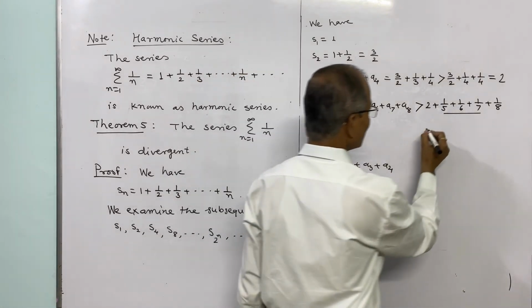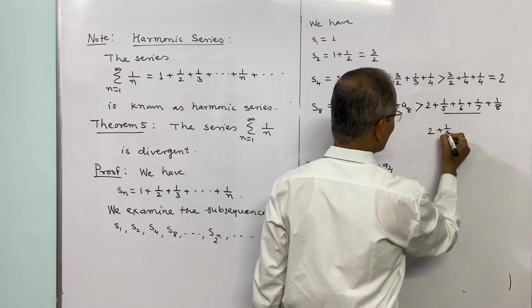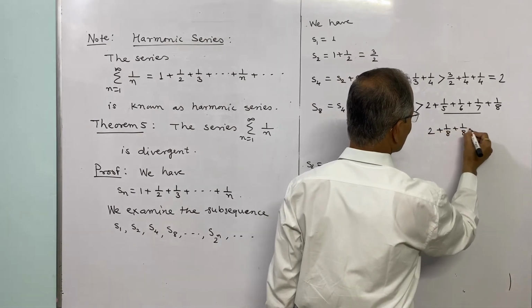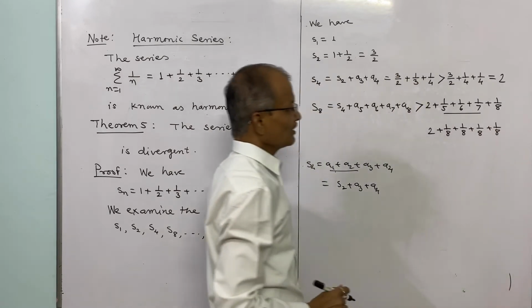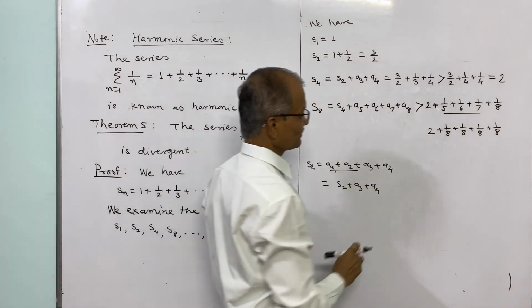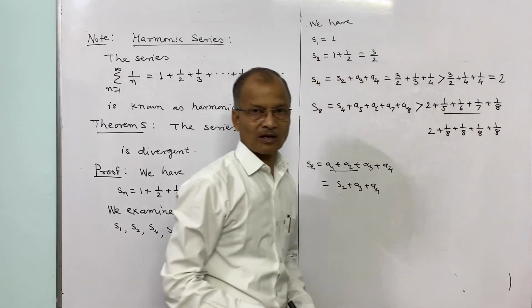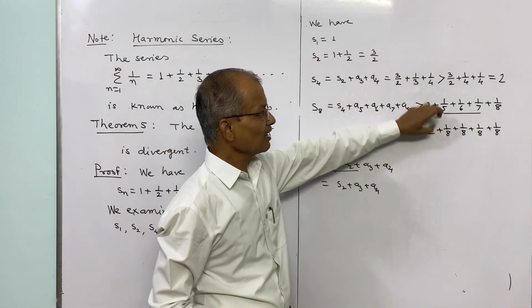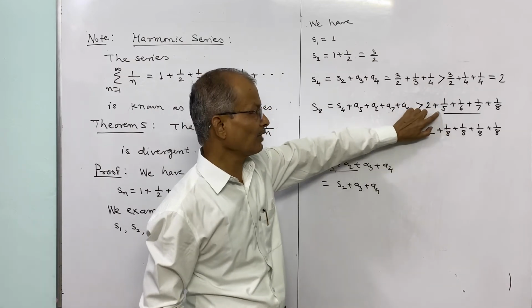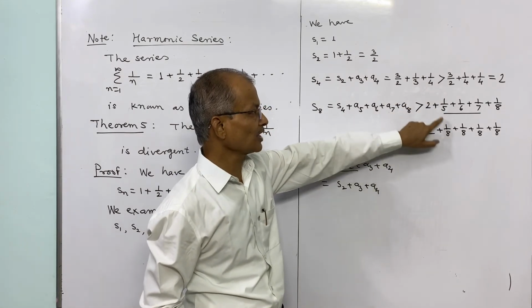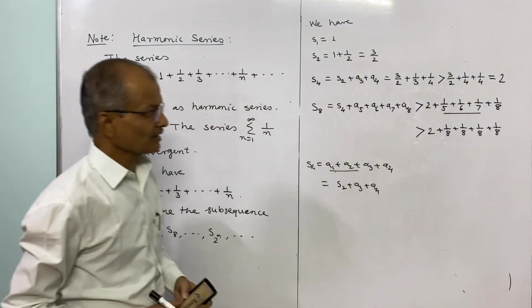And I shall write 2 plus 1/8 plus 1/8 plus 1/8, and the last also as 1/8. So you see, this above expression is greater than this, for the same reason: here the denominator is smaller than this denominator, and therefore the value is greater. Corresponding terms are greater, and therefore this is greater than this.